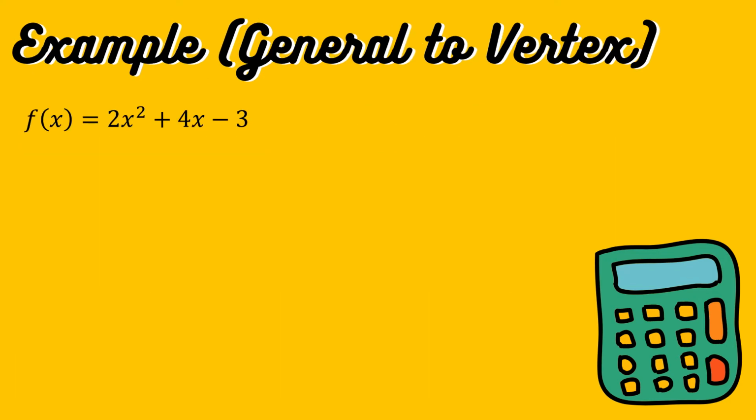So for our first example, we have f of x is equal to 2x squared plus 4x minus 3. So as you can see, this is in its general form. So ax squared plus bx plus c yung itsura niya. So now how do we transform this to its vertex form?